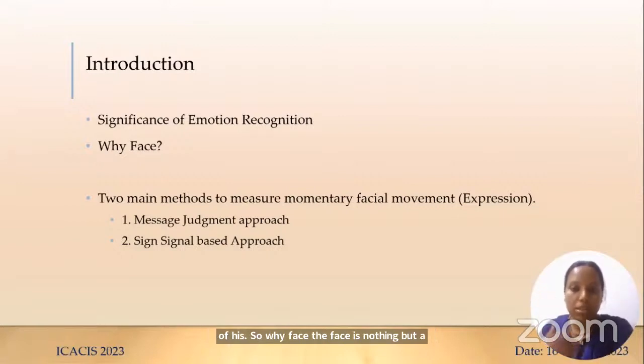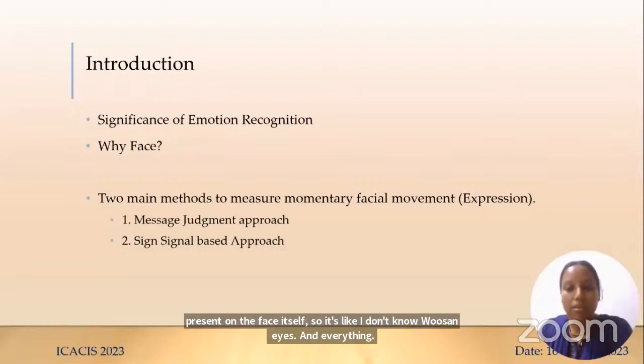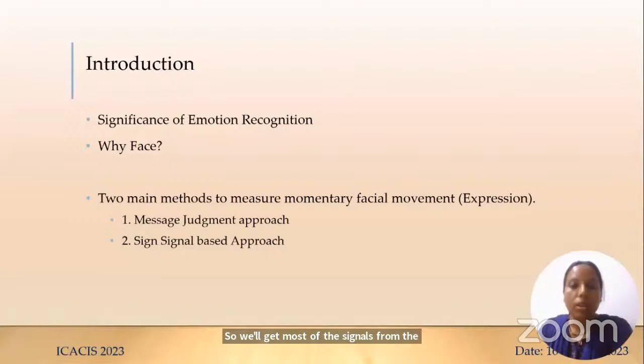As far as the face, we have the five sense organs present on the face itself, like the nose and eyes and everything. So we get most of the signals from the face, and we know that by seeing the face we get more emotions. So I start first with facial emotion recognition.